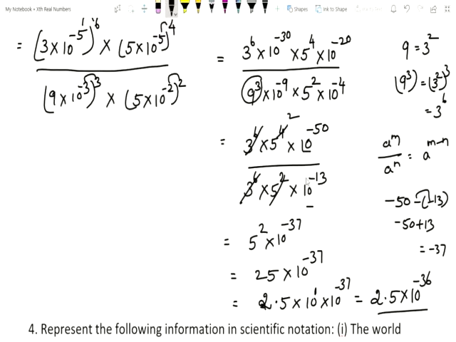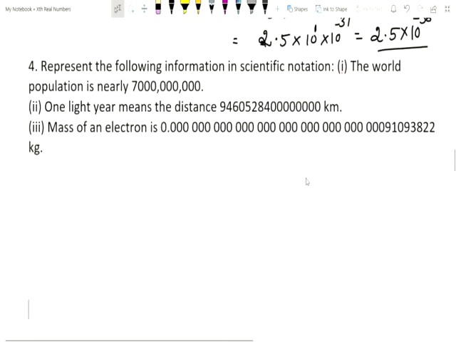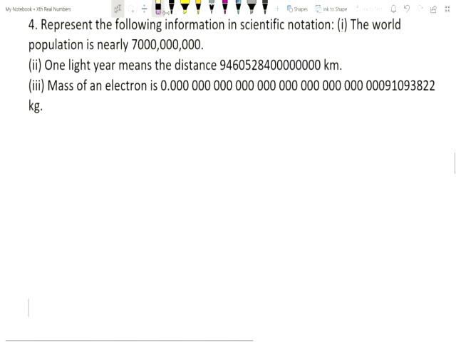Okay, children. See the next one. Represent the following information in scientific notation. The world population is nearly 7 0 0 0 0 0 0 0 0. Very large numbers like this we can't read easily, so in these situations we use scientific notation. Why do we use scientific notation? We convert larger numbers into smaller ones so they are easy to read. So how are we going to convert, children?